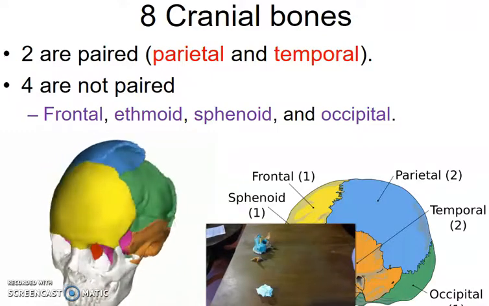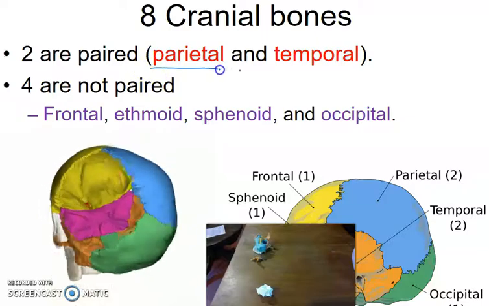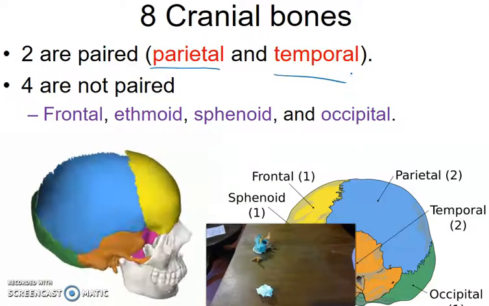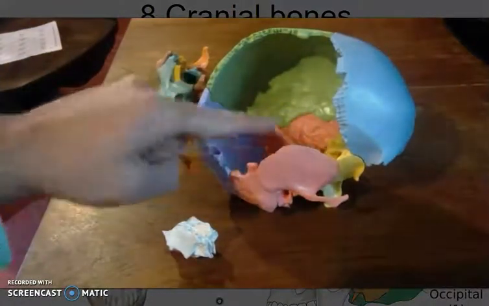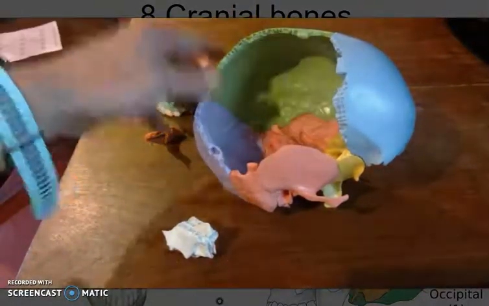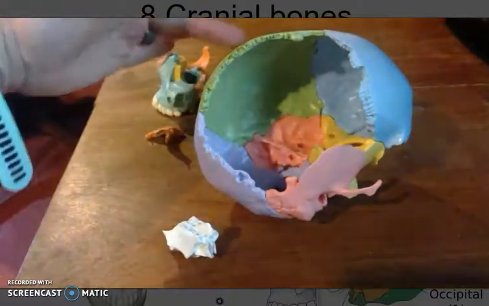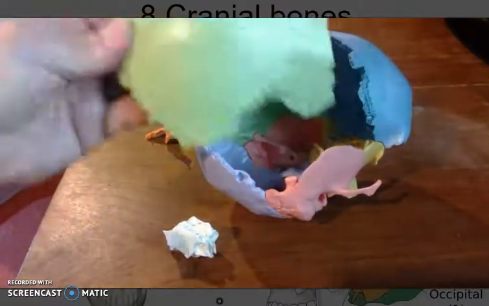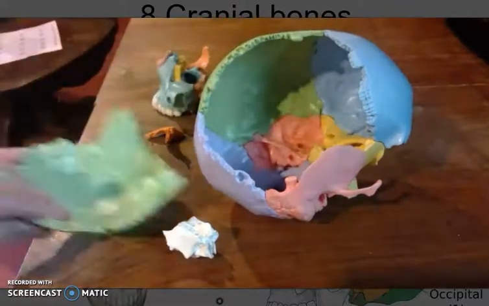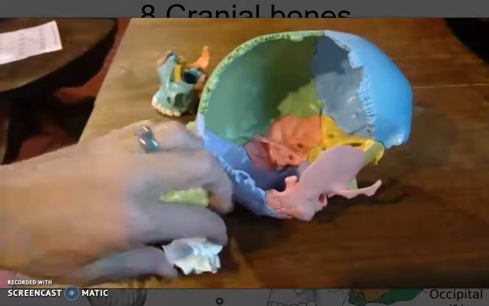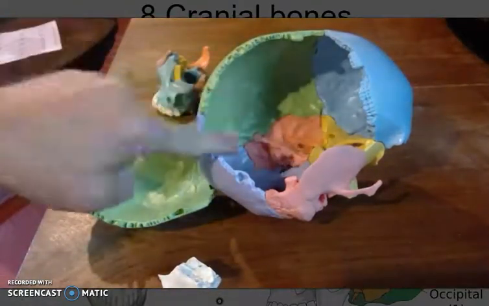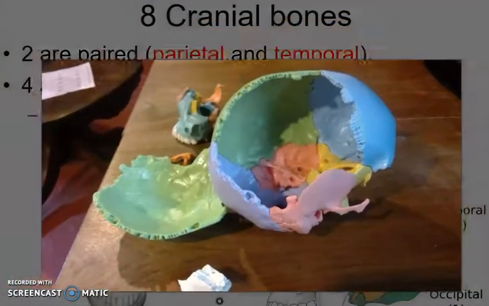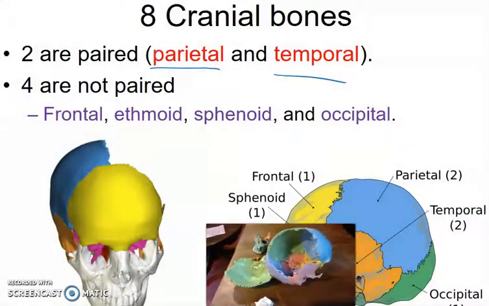The only paired ones are the parietal bone and the temporal bone. So paired means there's 2 of them. So if I go back over here, I have 1 temporal bone there, 1 temporal bone there, there's 2 of them. I have 1 of my parietal bones here, and I took the other parietal bone off. They're the only paired ones. There is only 1 little ethmoid, 1 frontal, 1 sphenoid, and 1 occipital. So on the test, you need to tell me which ones are paired, which ones are not paired.